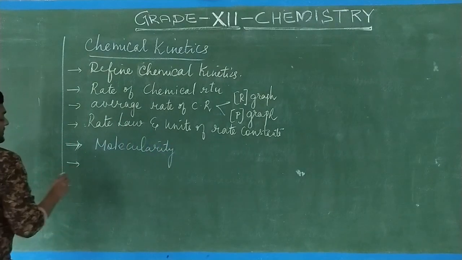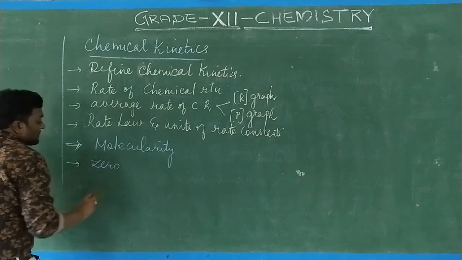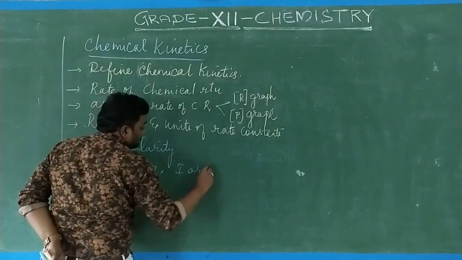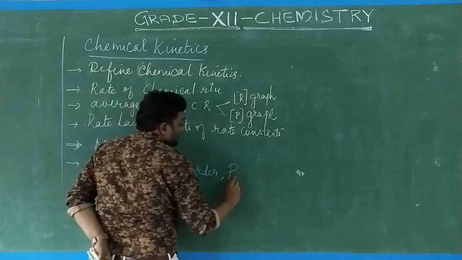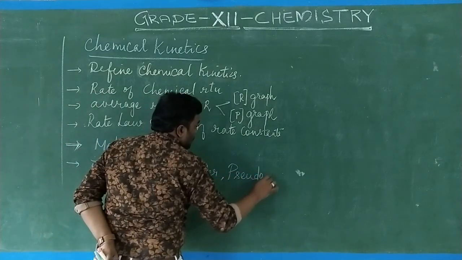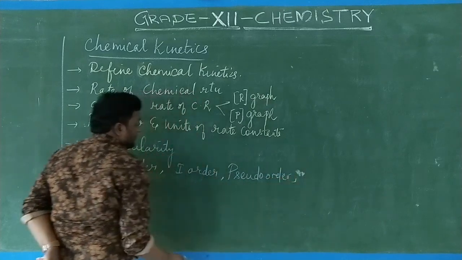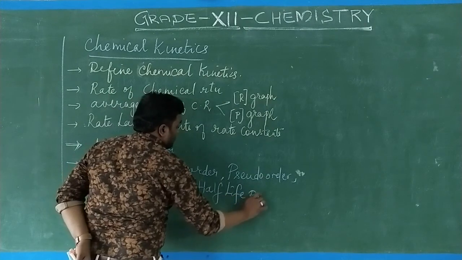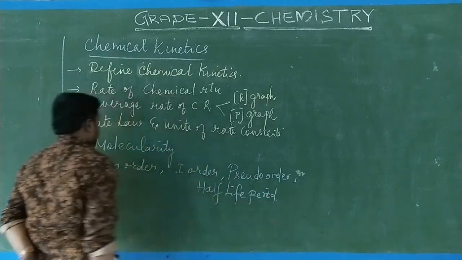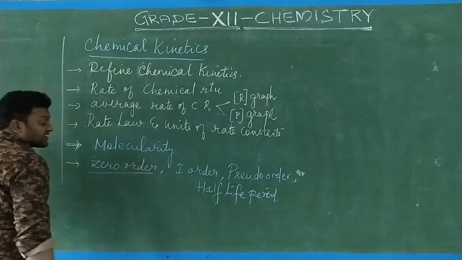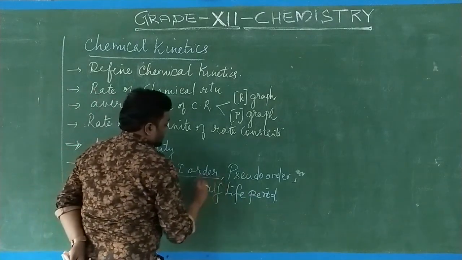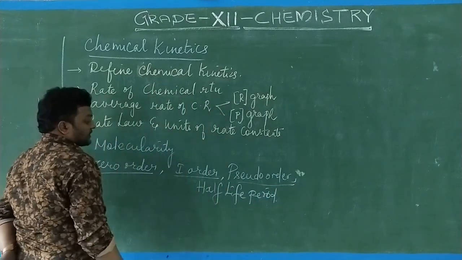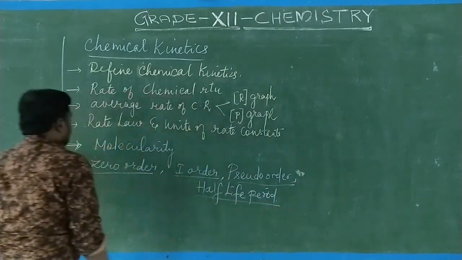Then next one is the derivation: what is meant by zero order, what is meant by first order, what is meant by pseudo order, and then half-life period. Today's topic. So, the zero order expression derivation, the first order rate constant expression, pseudo order, what is meant by pseudo order reaction, there is no expression for that, and finally half-life period we are going to see.